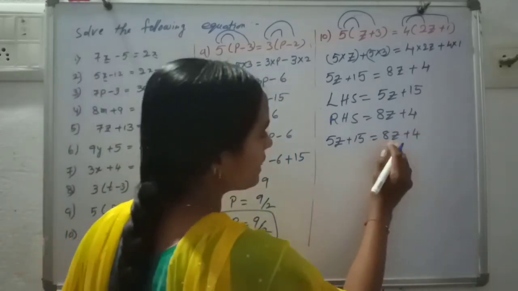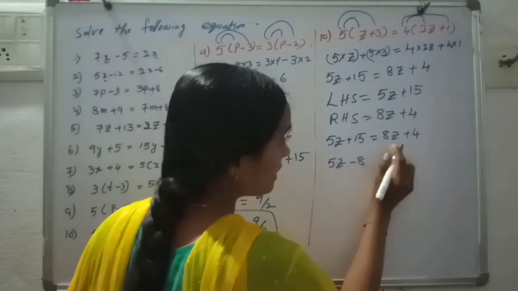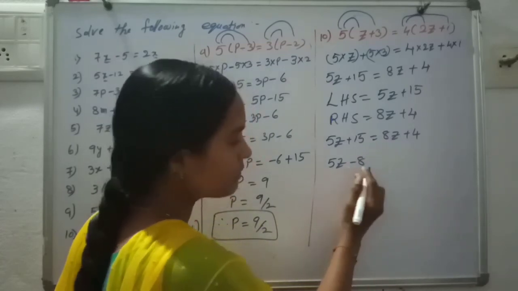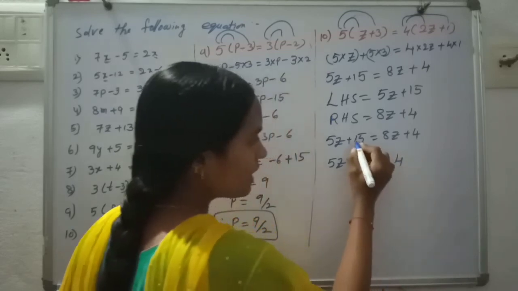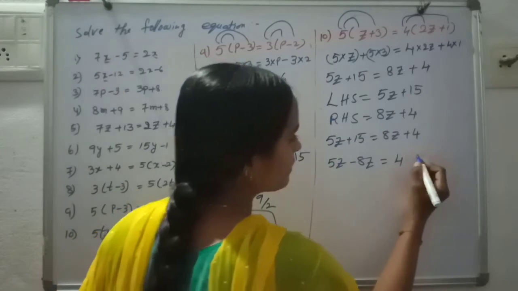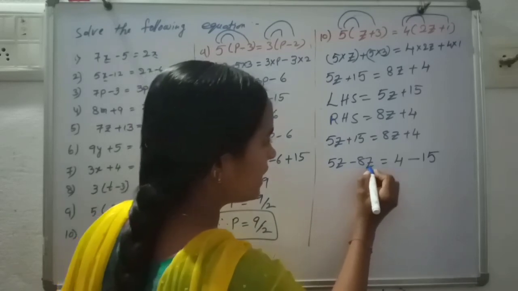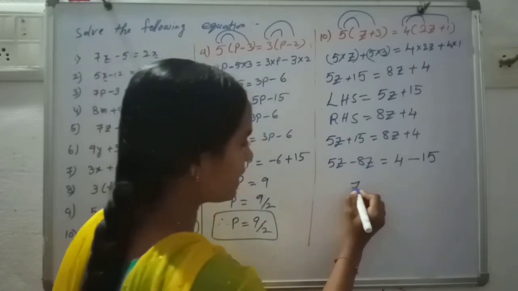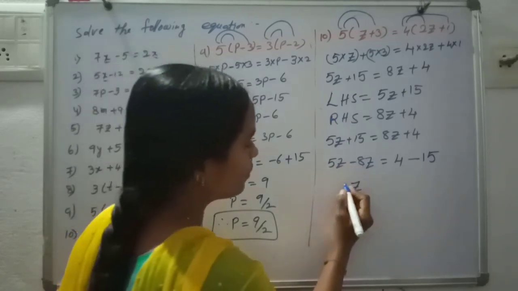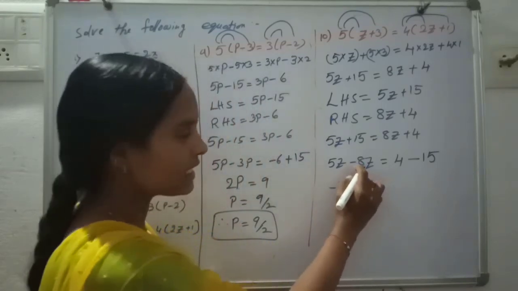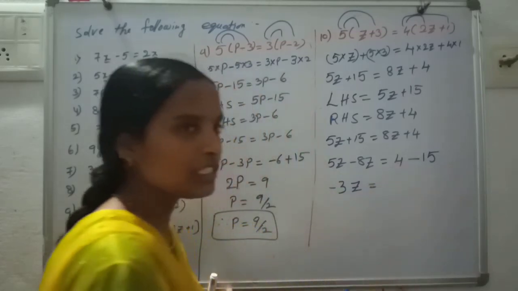Now write the z terms on one side and the constants on the other side. 5z minus 8z equal to 4, because the plus 8z goes to this side and is replaced with minus. Here plus 15 goes to the RHS, replaced with minus, that's why 15. Now the z terms: 5 minus 8, what is that value? Minus 3. So minus 3z equal to 4 minus 15.